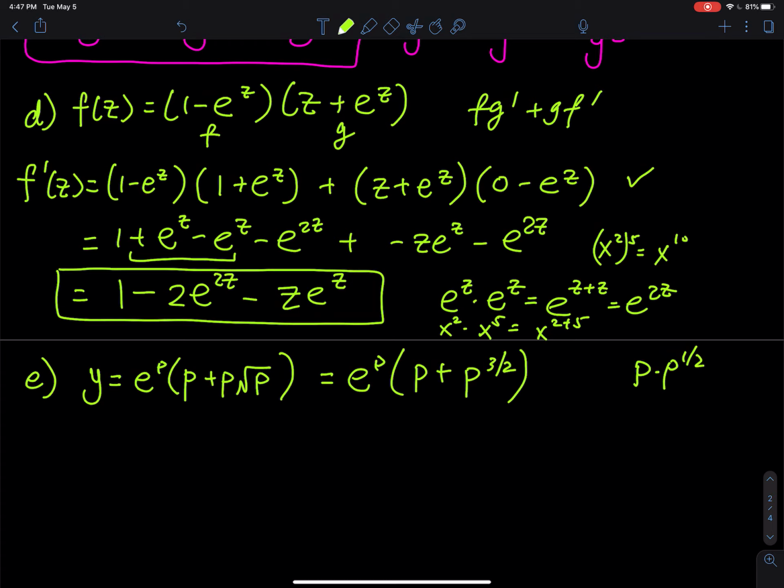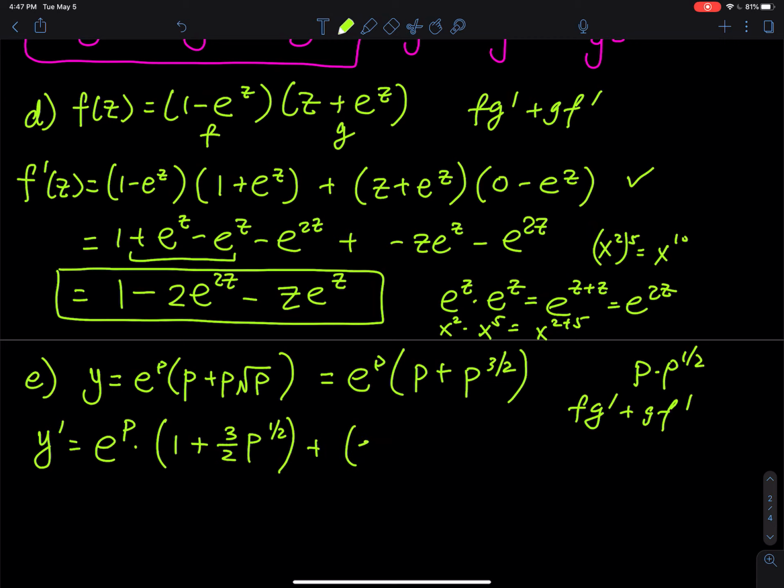Now we take derivative. y prime, again, fg prime plus gf prime, keep writing this. So you don't need to spend extra 5 minutes to memorize the formula. So copy function g, so that is e to the p, and then derivative of the parenthesis, so that will be a 1 plus, bring the 3/2 down, minus 1, so that will be a 1/2. First part is done, and then plus copy function g, and then take the derivative of f, which is still e to the p.